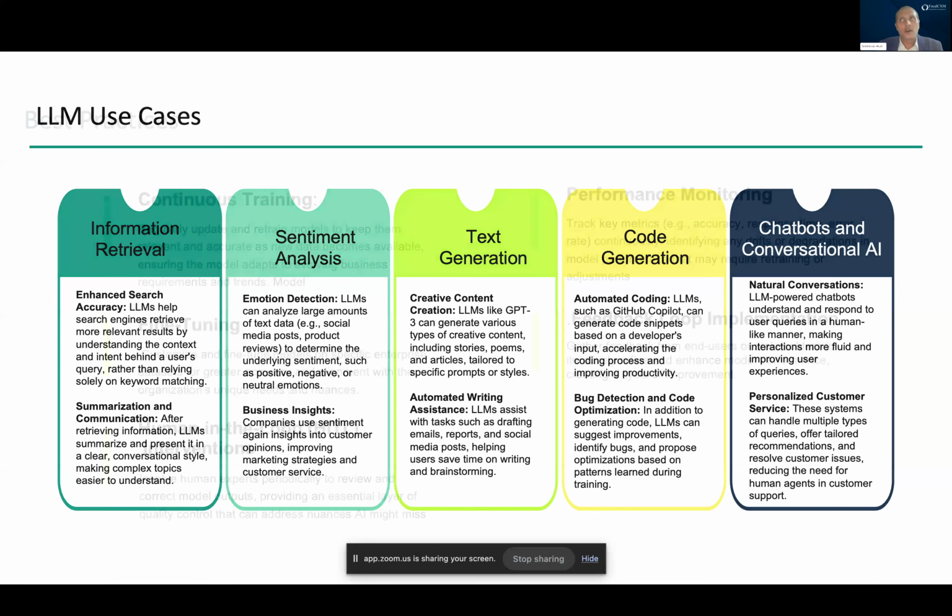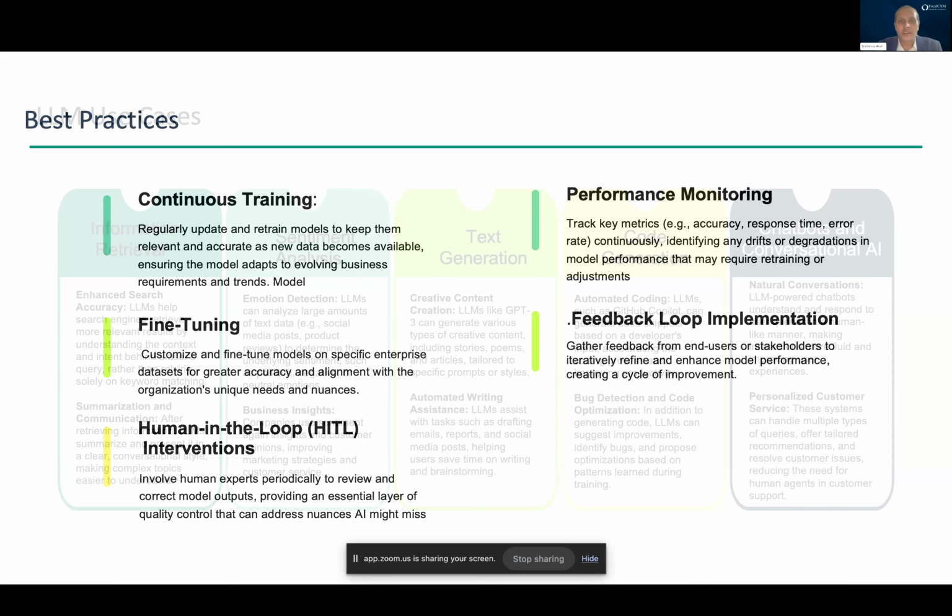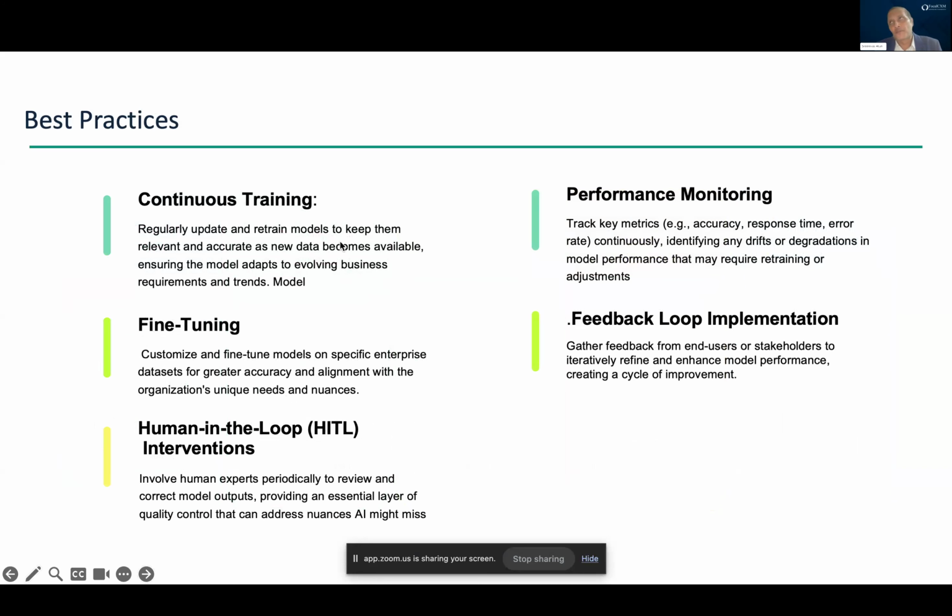So among all these, once you implement the LLM securely, these are a few best practices. Obviously, you have to keep training your LLM. If you're not training it, then you have to have the right RAG architecture with a vector DB in place, which is secured. You have to fine-tune your LLM.